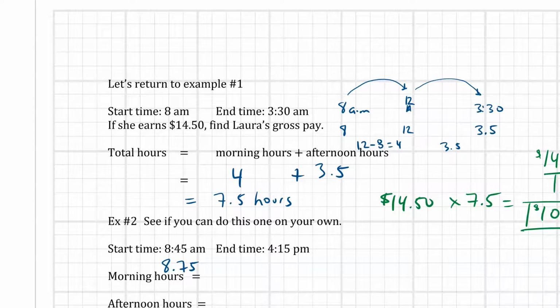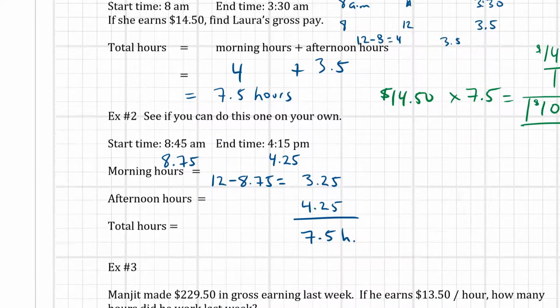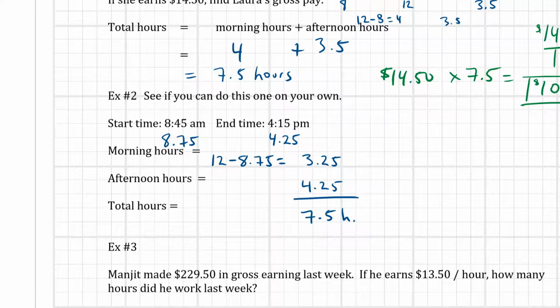Thinking ahead, I'm going to have to change that to a decimal too. 15 minutes is 1/4 of an hour, so a quarter as a decimal is 4.25. Okay, so the morning hours is 12 minus 8.75. Here I'm using my calculator again. I get 3.25 hours. The afternoon hours is just that 4.25. So my total number of hours is 7.5 hours. Cool.